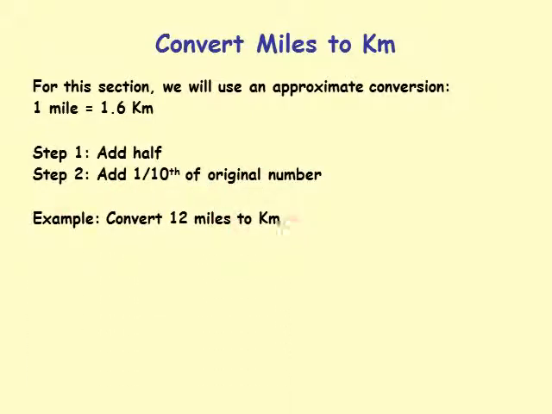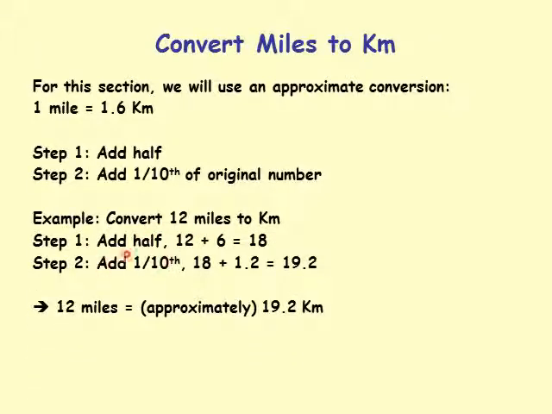Convert 12 miles to kilometers. First add a half: 12 plus 6 is 18. Then add 1/10 of the 12. 18 plus 1.2. We're adding 1/10 of 12, not of 18. So we add 1/10 of the original. 18 plus 1.2 is 19.2. So we converted 12 miles to 19.2 kilometers. So 12 miles is equal to approximately 19.2 kilometers.